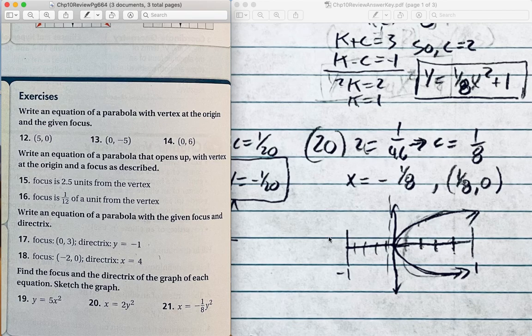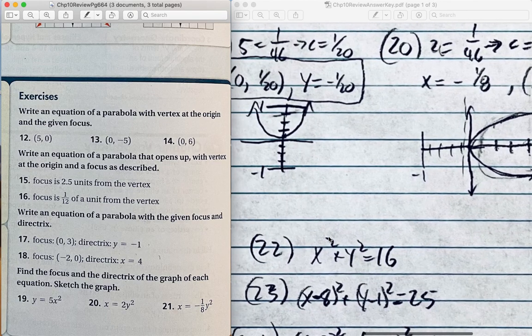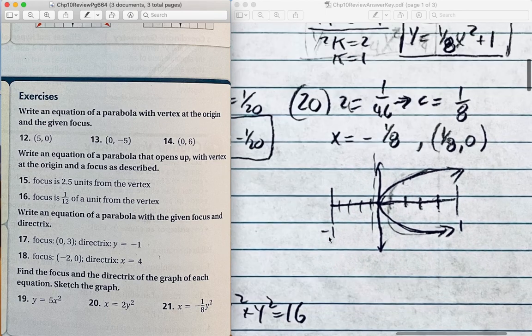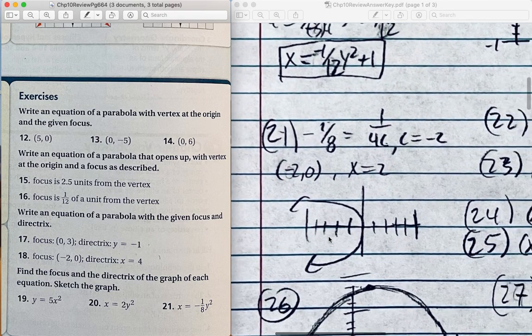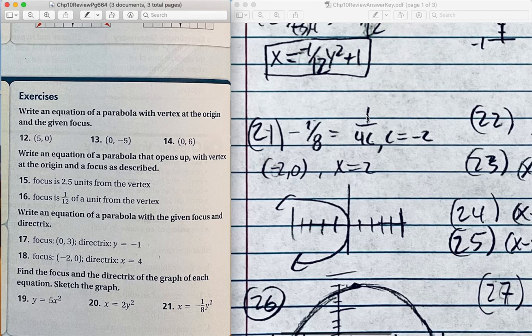x equals -1/8 y squared. That is a leftward facing parabola. Where -1/8 is equal to 1/4c, we get c equals -2, which means that our directrix is going to be at x equals 2.